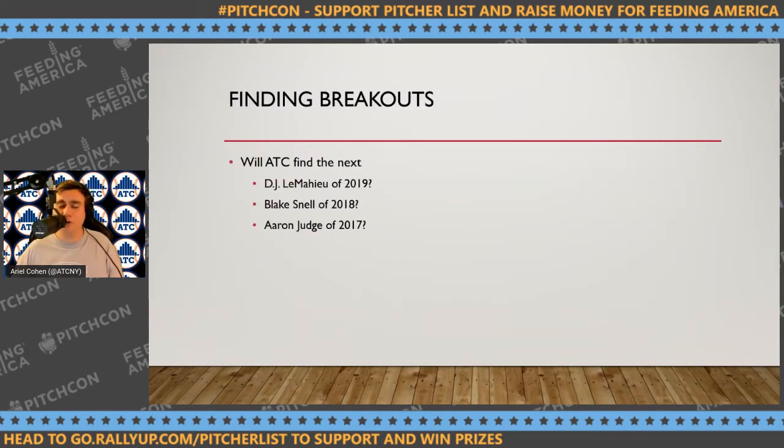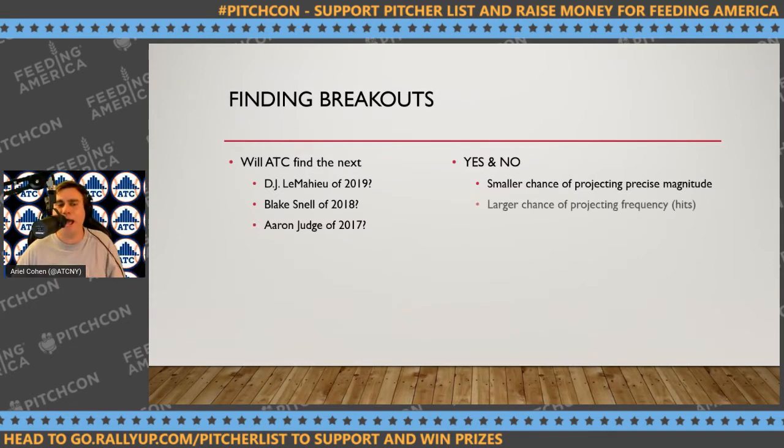I want to close with a question I've always been asked: will ATC find the next DJ LeMahieu? Will it find the big breakouts of each year? Because remember, if you're blending projections together, you're not going to get the outsized projections. My answer to that is yes and no. Well, no, in the sense that ATC is not going to project these outsized things. You'll never get ATC saying, oh, this guy's going to hit 70 homers. It just can't by formula, right? It's going to average some stuff. Unless everyone's saying 70, it won't happen.